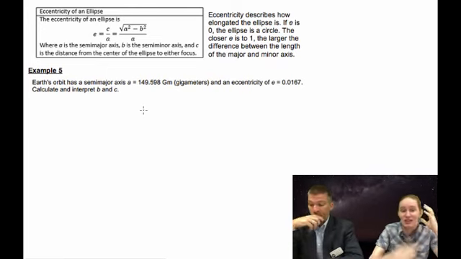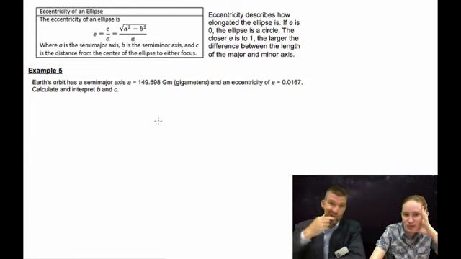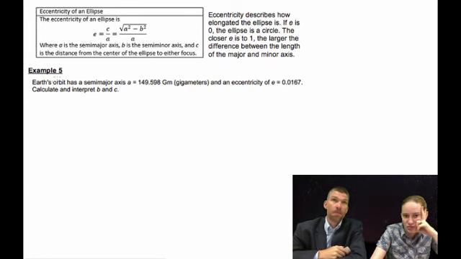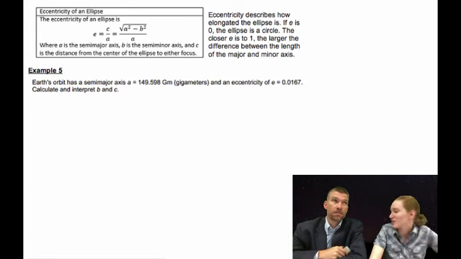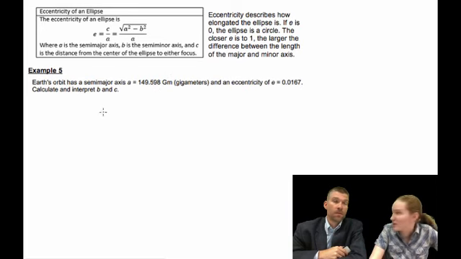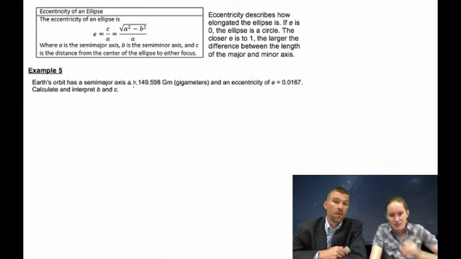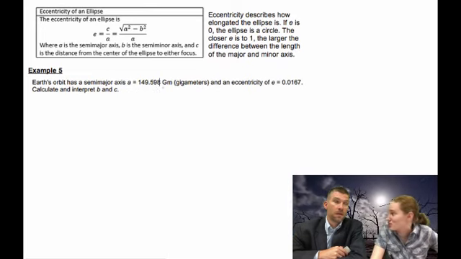So on example 5, we're going to talk about what we were talking about a second ago about the Earth's orbit, that it's not actually a circle, it's an ellipse. Now, it may be close to a circle, right, but it's actually an ellipse. So it has a semi-major axis A equals 149.598 gigameters, which is like a cool unit.